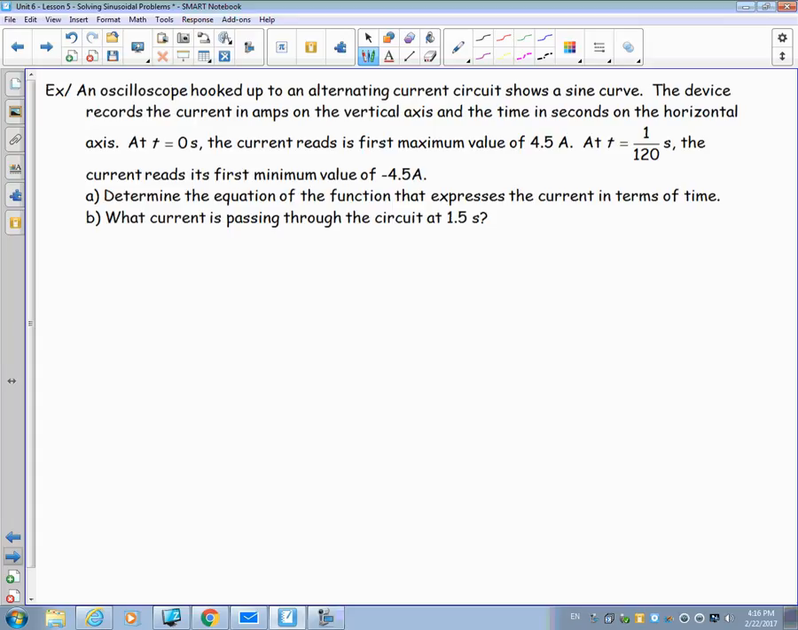At t equals 0, we're at the maximum of 4.5. And at 1/20th, the current reaches a minimum of negative 4.5. Let's figure out our equation.